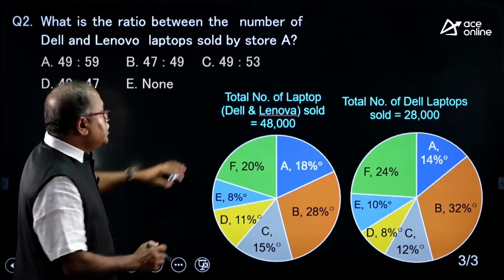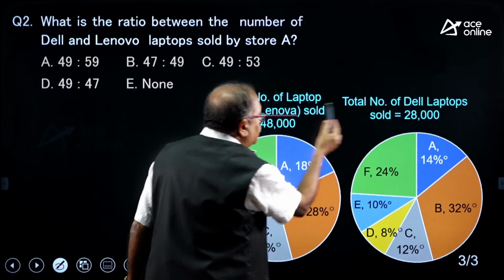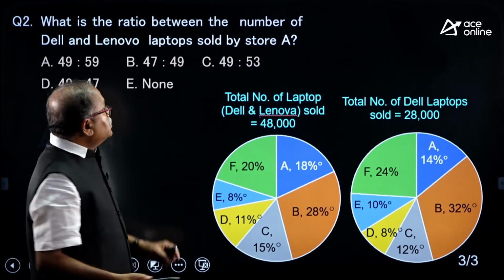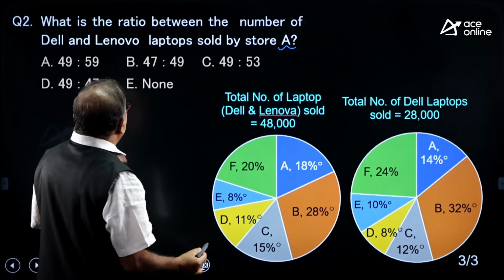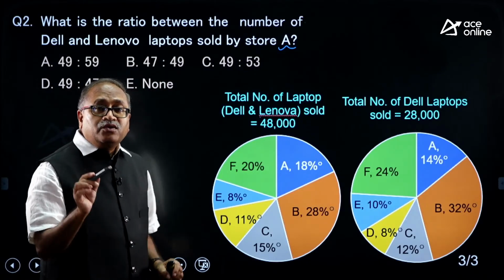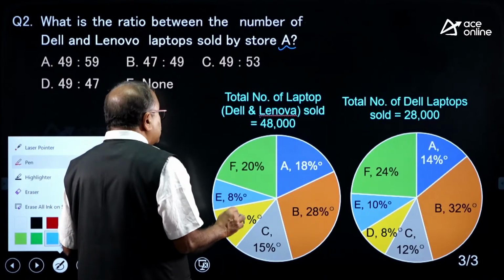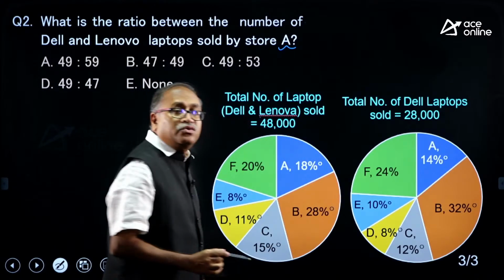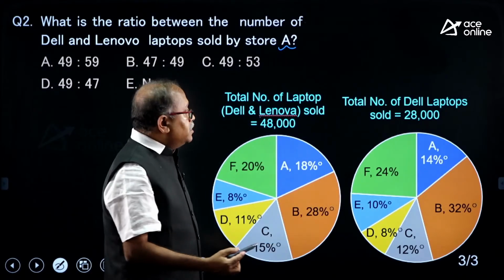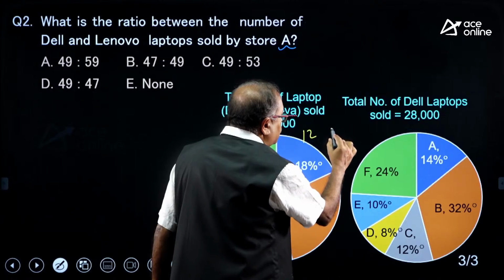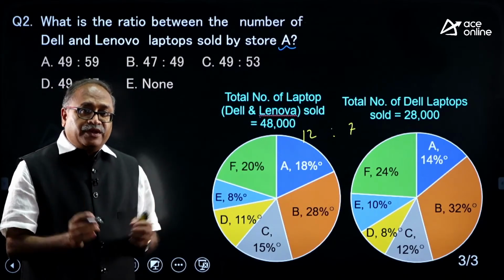So, I require this one. In order to get the Lenovo, I need to take the total minus Dell, and I will get Lenovo. Which store are they talking about? Store A. Right, my dear friends? So, I need the ratio here. See the technique to answer this question. I will not consider this 48,000 and 28,000. Instead, I will cancel this number, and with 4 this is 12 times and this is 7 times. So, the base ratio here is 12:7.